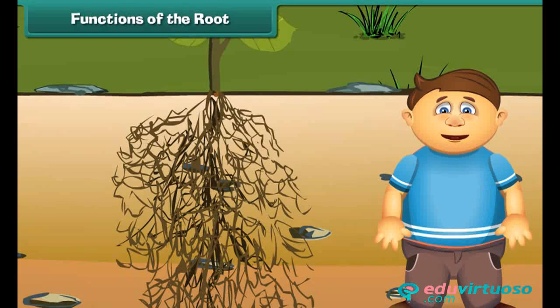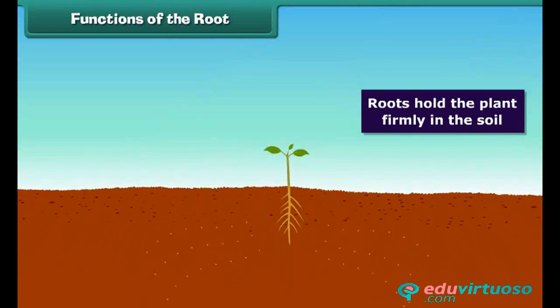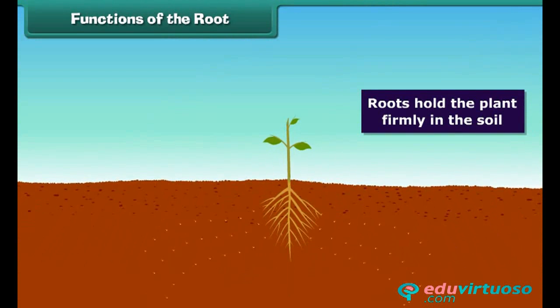But in a fibrous root, a number of almost equal-sized roots are attached to the end of the stem. That is, there is no main root like tap root.